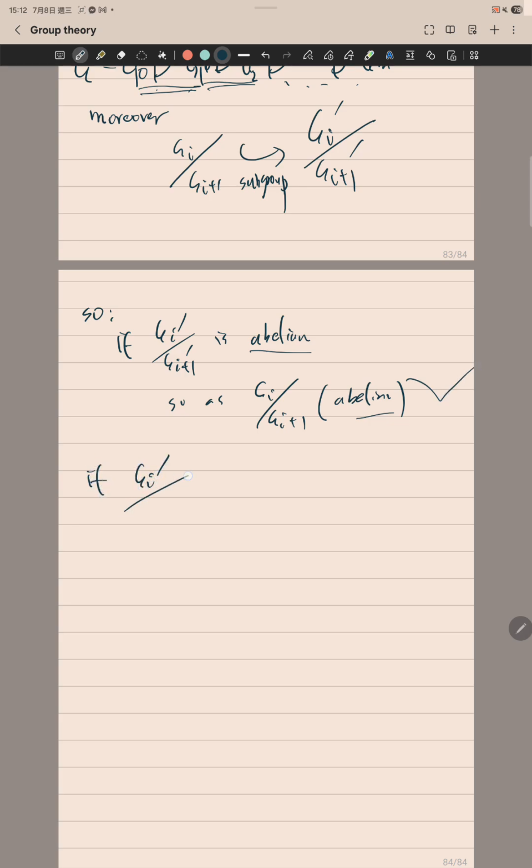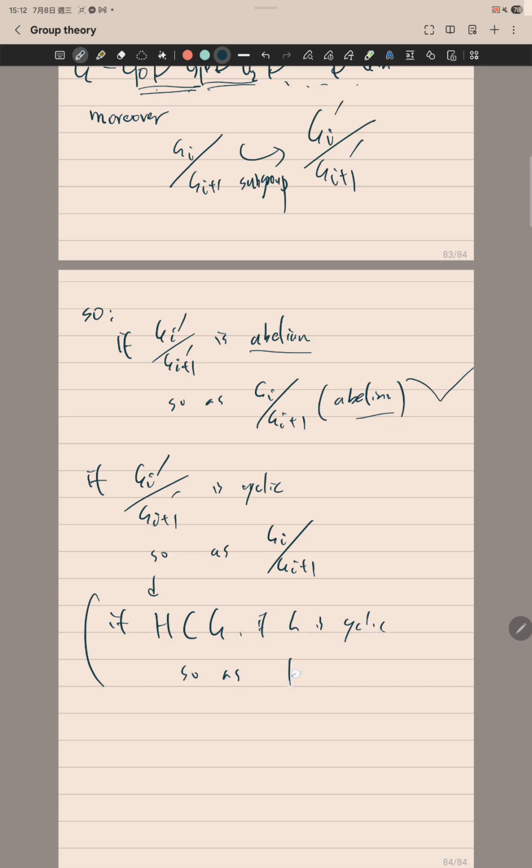Similarly, if G_i prime divided by G_{i+1} prime is cyclic, so is G_i divided by G_{i+1}. This uses the following: if H is a subgroup of G, and if G is cyclic, so is H. This proof is very simple. Let me just quickly prove it.